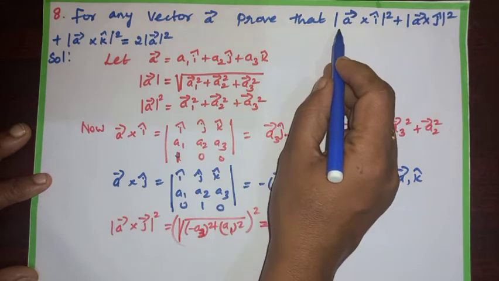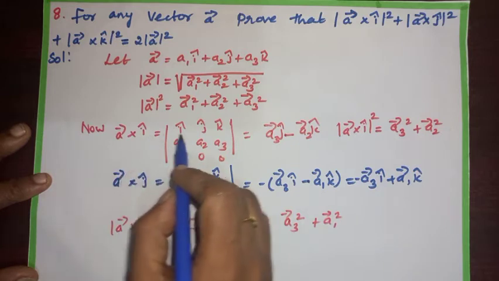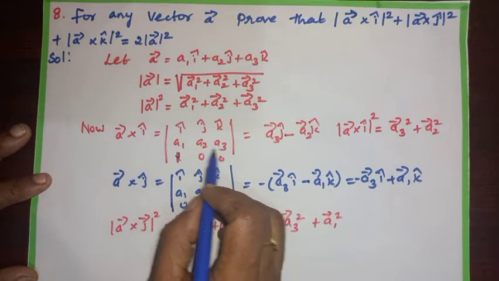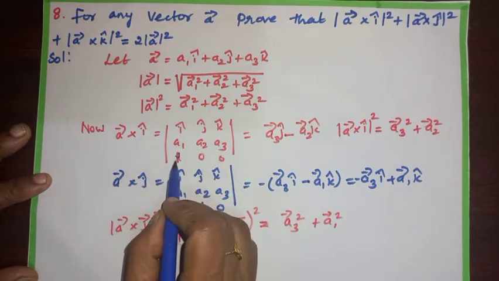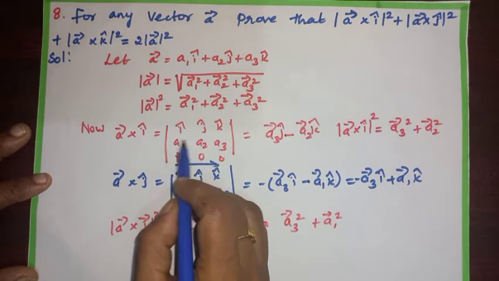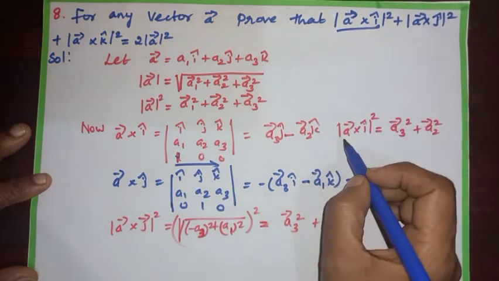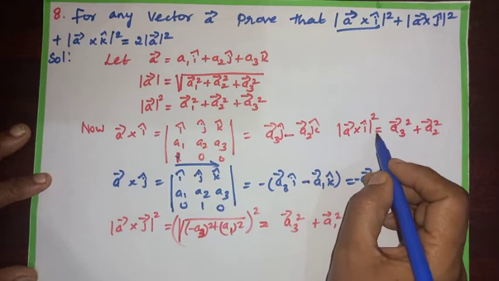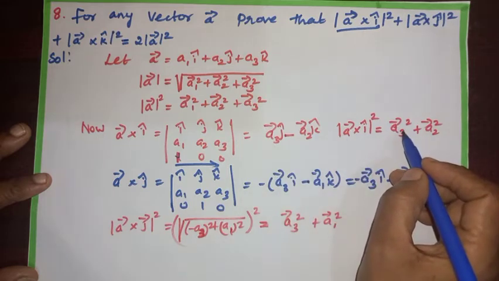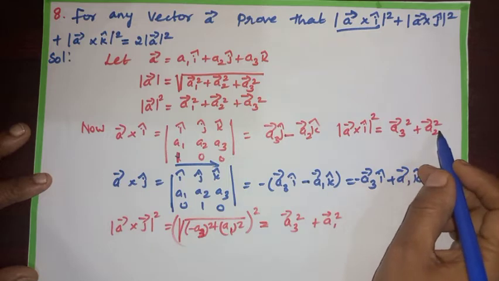First we are going to consider the left hand side. In the left hand side, first we are going to find vector A cross vector I. So I, J, K; vector A is A1, A2, A3; I, so the coefficient of I is 1, J and K is 0. Expanding along R3, we get A3 J minus A2 K. Next we need to find magnitude of vector A cross I the whole square, which is equal to coefficient of J is A3, the whole square is A3 square. Coefficient of K is minus A2, the whole square is plus A2 square.